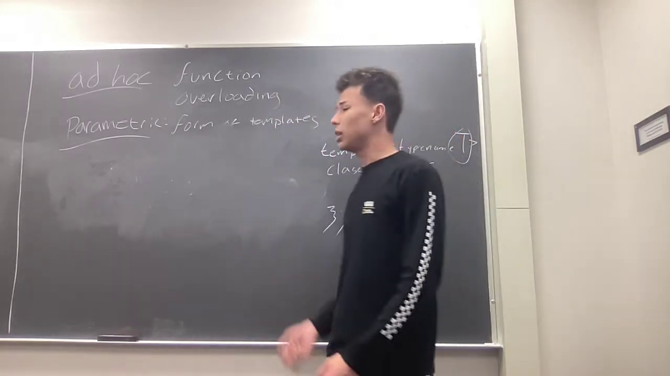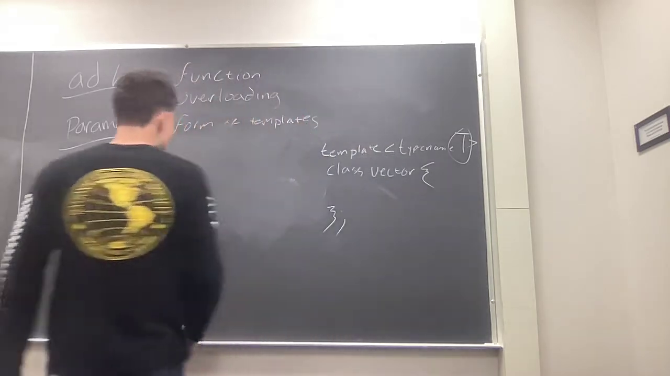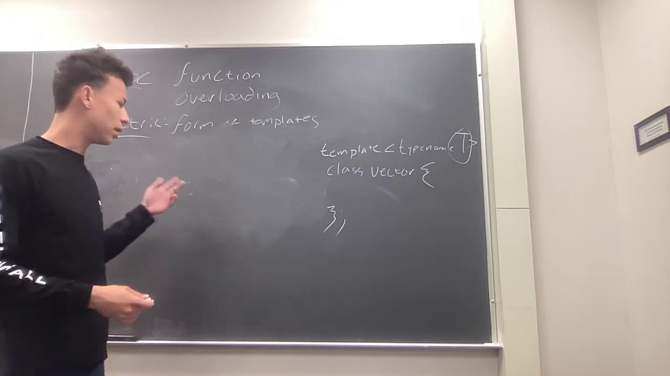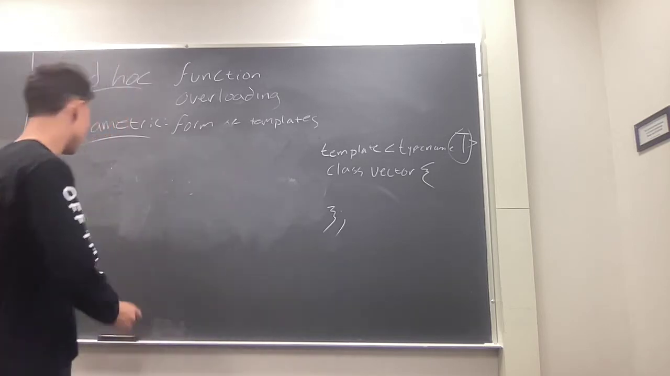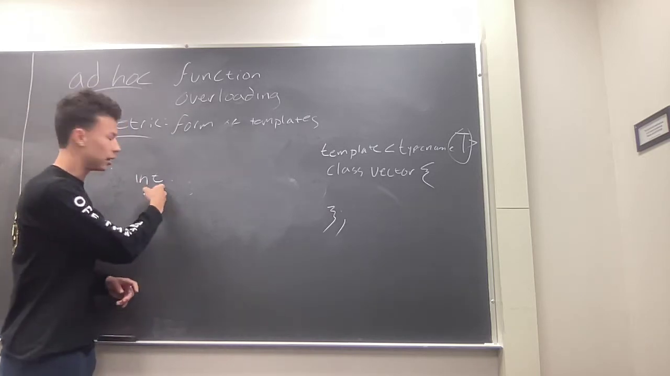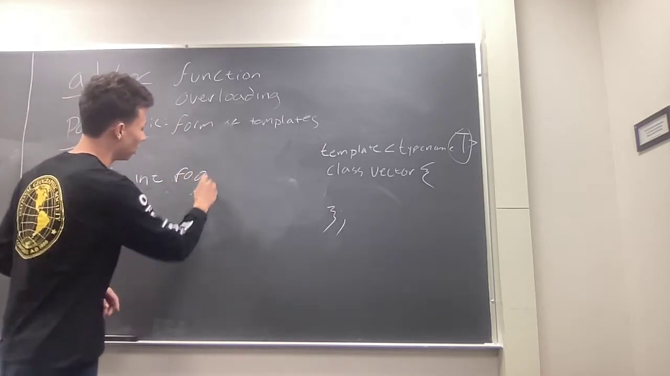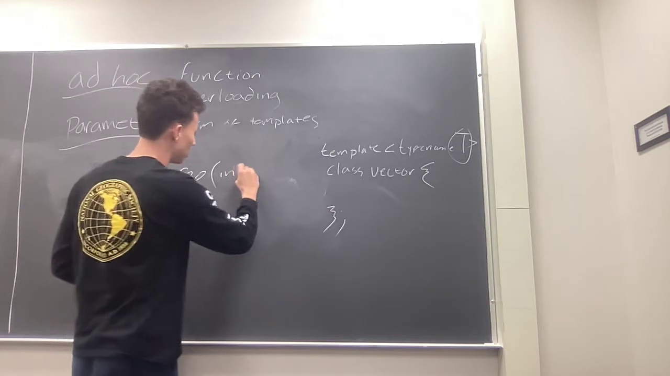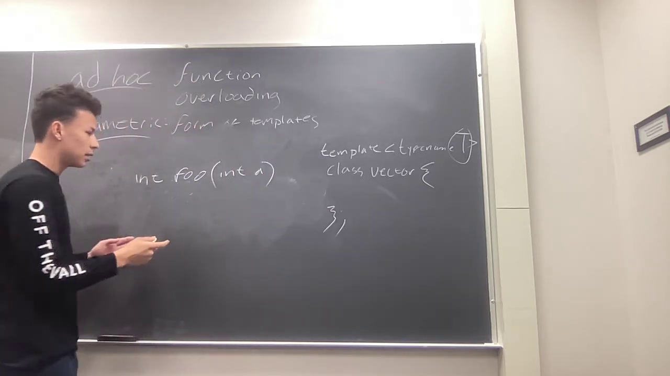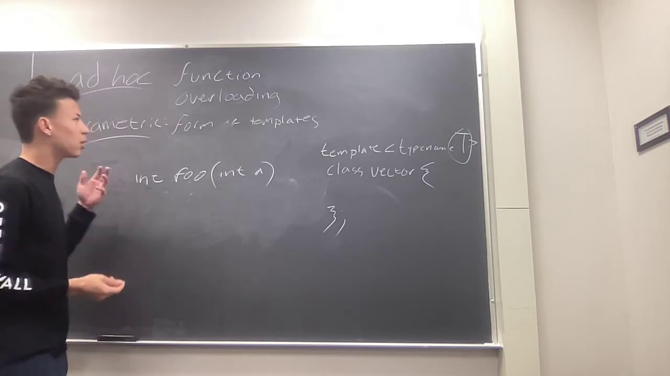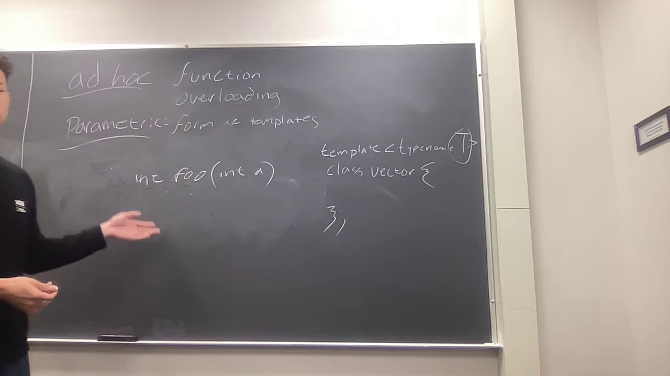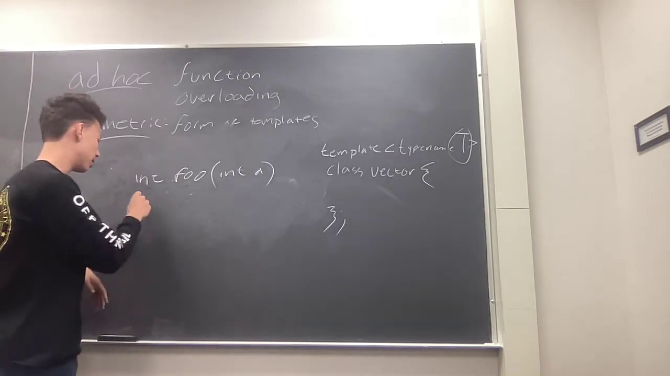So with ad hoc, it's basically you can have functions that have the same name but do different things depending on what the function inputs are. So let's say we have a function with return type int, called foo, and this accepts an integer, and let's call that integer a. And let's say we have another function. So the point of function overloading is to have the same function name, and then those functions do different things depending on the inputs.